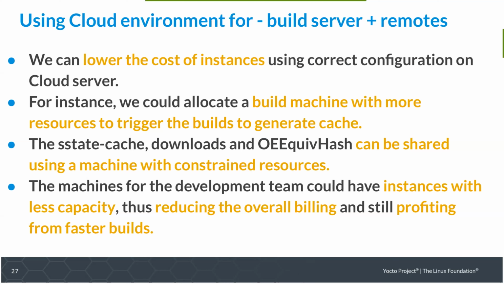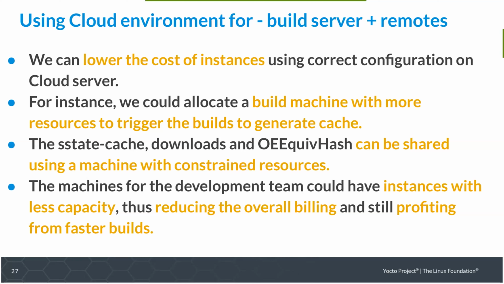So in this scenario, you can create machines very easily. So you don't need to create only a very big machine, which will cost you more all the time you work on this big machine. You can create a machine that has enough resources to trigger builds and generate cache, and then you can share the state cache and downloads that you built to other machines with constrained resources.